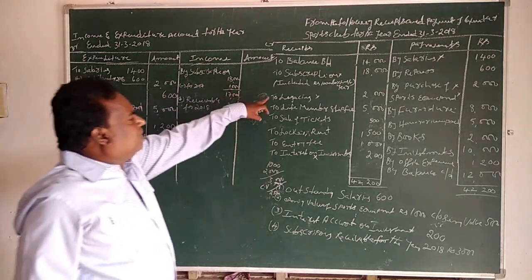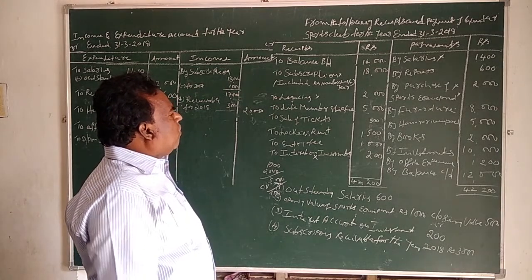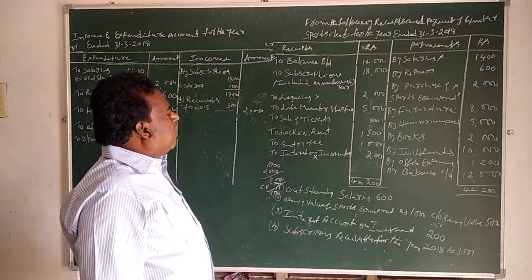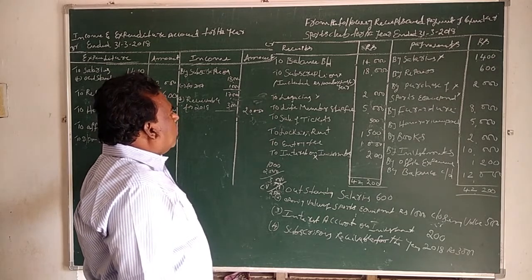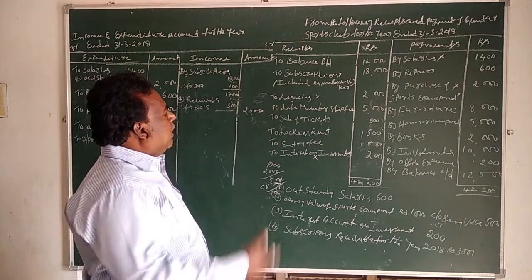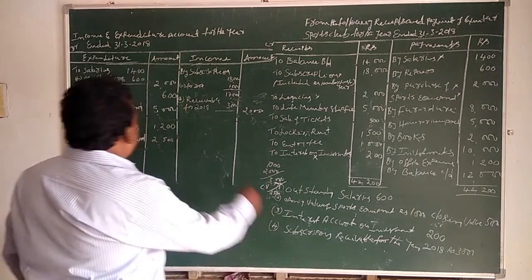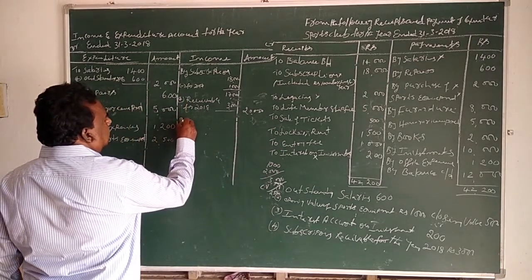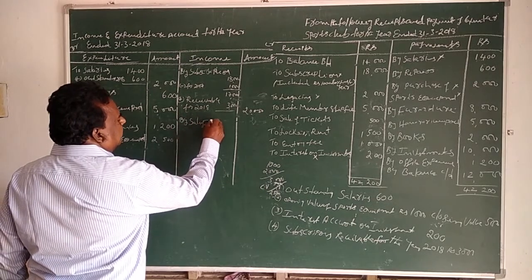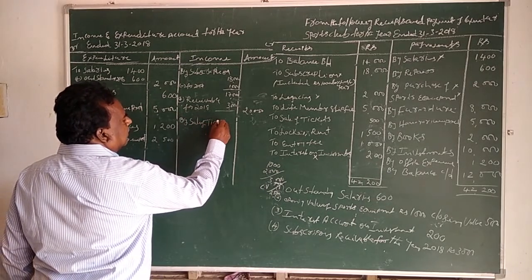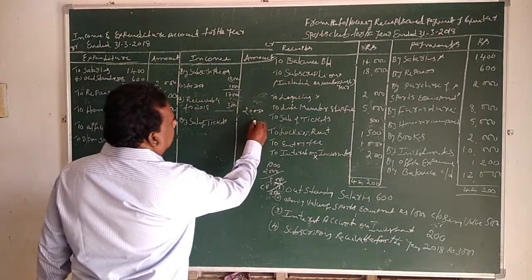Next, legacies. It is a capital income. Capital income is not recorded. Similarly, life membership is also a capital income. It is not recorded in income and expenditure account. They are recorded only in the balance sheet of the non-profit organization. Next, by sale of tickets 500.